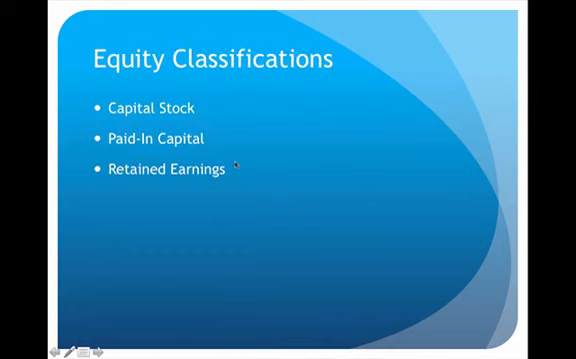And then under equity, we're going to have 3 different areas. This is primarily because we're now dealing more with corporations. And these would be the 3 areas of equity. This corresponds pretty much exactly with our 3 corporate components of equity, which would be the stock, paid-in capital, and retained earnings.